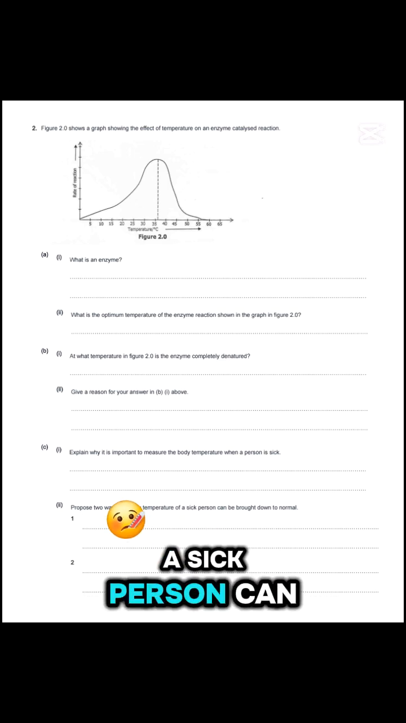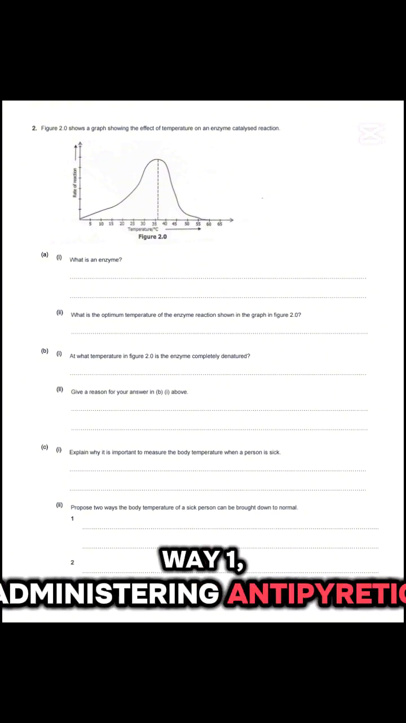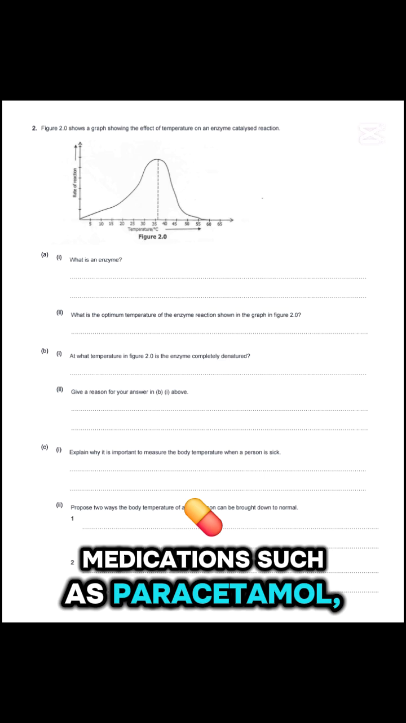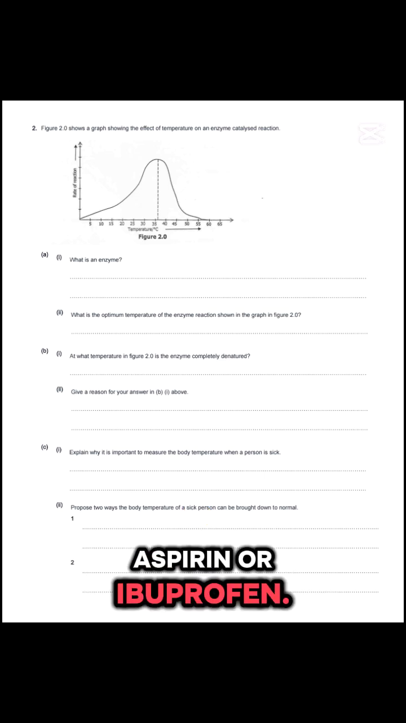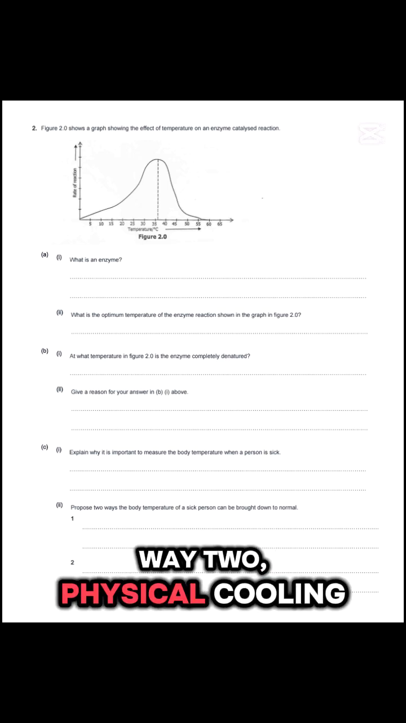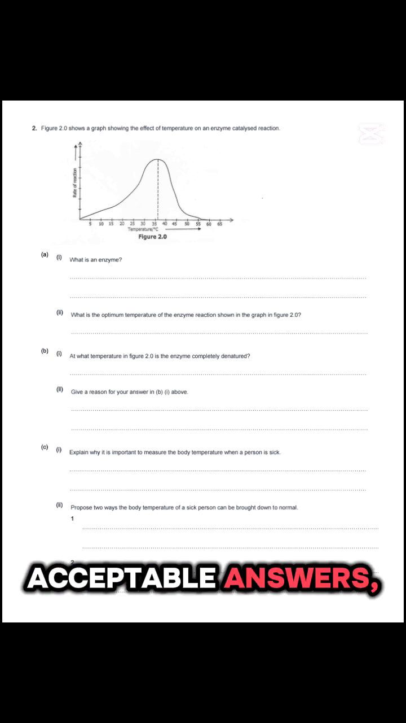2. Propose 2 ways the body temperature of a sick person can be brought down to normal. Way 1. Administering antipyretic medications, such as paracetamol, aspirin, or ibuprofen. Way 2. Physical cooling methods, such as wiping the body with a damp cloth, tepid sponging, or removing excess clothing or blankets. Acceptable answers: drinking plenty of cool fluids or using a fan for convective cooling.